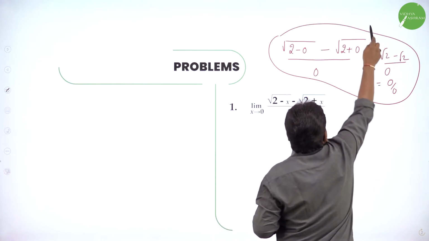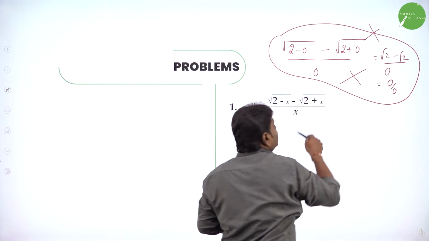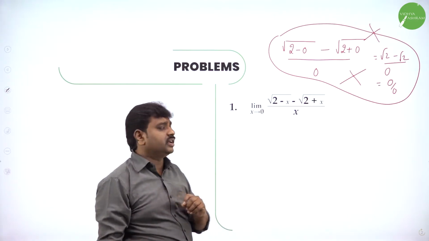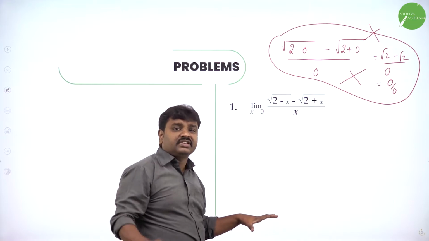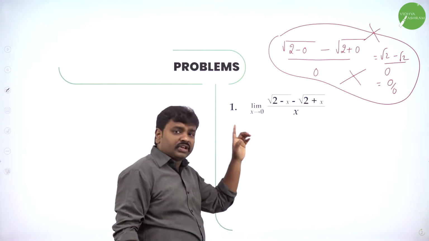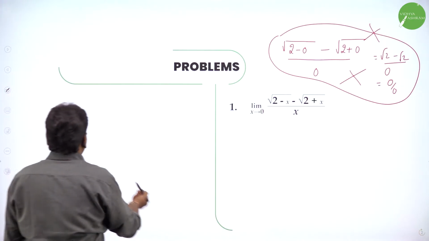All of you know, whenever you apply limit, you should not get 0 by 0. 0 by 0 is what? Mathematical indeterminate. That's why we should simplify this and then you should apply limit. How to simplify this? So we need to rationalize. So let me start with this.